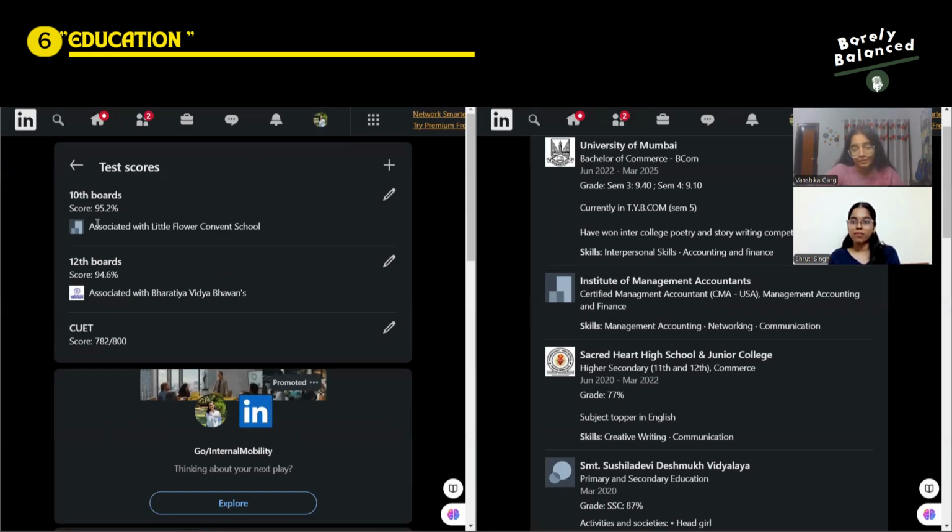Yeah, so this is the test score section that Shruti was talking about. So here you could specifically add that in your 10th you scored this much, in your 12th this much, and if you have given any other entrance test, you could also write that as well.